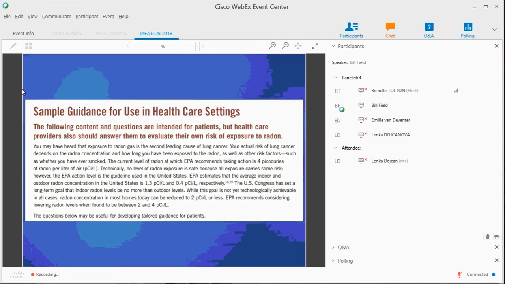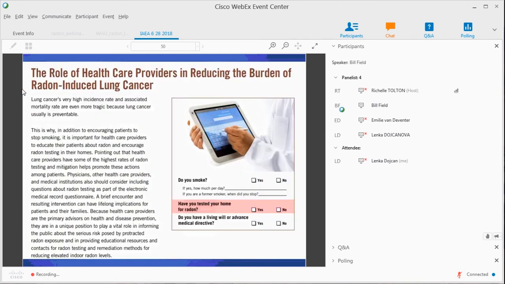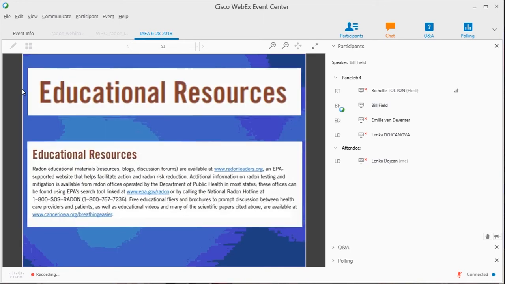One of the findings coming out of the focus groups is that we really need to get a radon question within their electronic medical records, so that it gets included when they come for their first clinic visit or recurring clinic visits: Have you tested your home for radon? And we're working with some organizations now to do that.